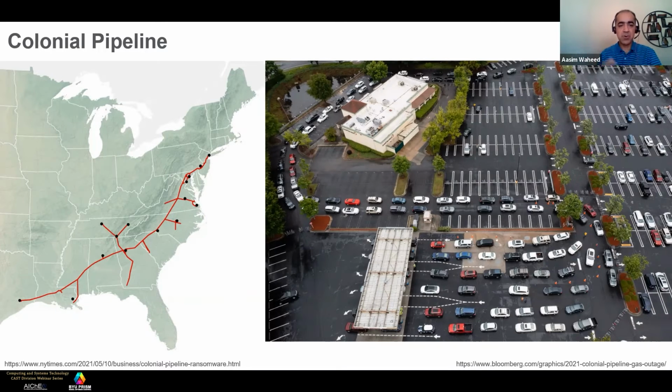So it's important to realize that not only is each and every one of those facilities, processing facility, refinery, whatever it may be, important, but the interconnectedness of that is also important because it can affect multiple other facilities at the same time.